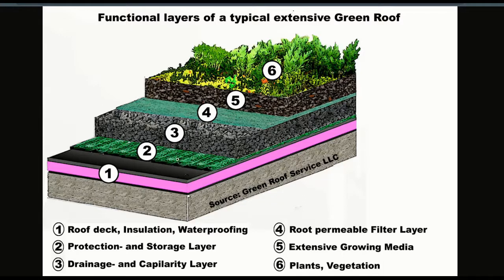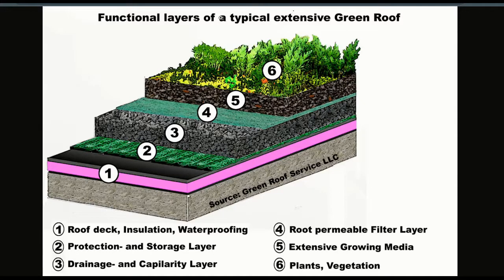Then you're going to have your storage layer. This is like a membrane that will retain water. You have drainage, which is like gravel and sands. Then your root permeable layer right here, so the roots can reach down through this. And then your growing media. This is like your soil, your peat moss, vermiculite, and that sort of thing. And then on top of that, you've got your plants that grow down through this.